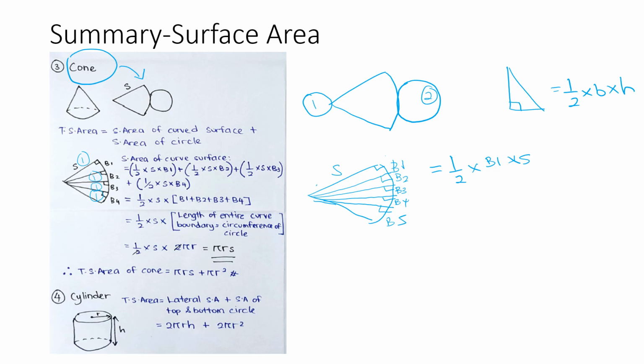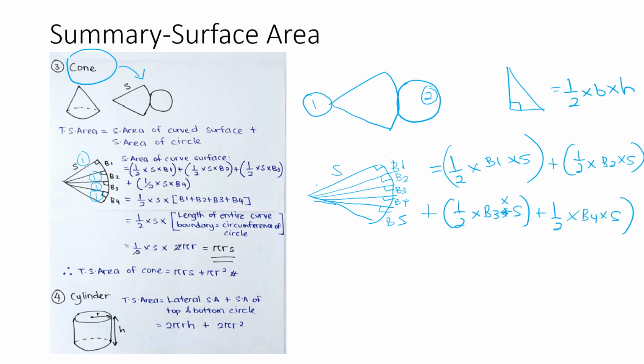The second right angle triangle is half times B2 times S, plus the third one, half times B3 times S, and then half times B4 times S, plus half times B5 times S. This is the surface area of the curved surface only, the curved surface of the cone.